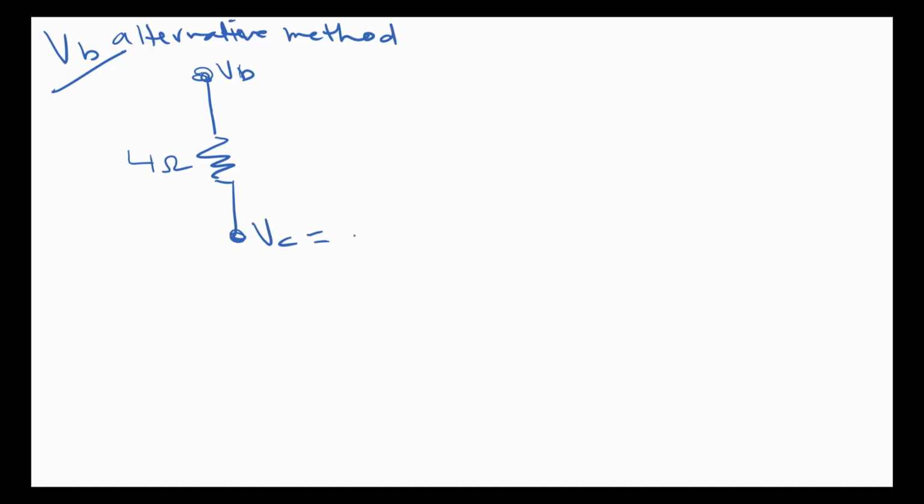And we know that VC is equal to 3.333 volts. Then what we're going to do is develop an expression for V4 ohms. That's the voltage right across the resistor. And then what we can do is develop an expression for VB. So VB is going to be equal to V4 ohms plus VC.